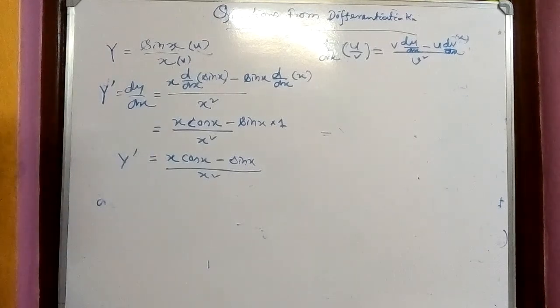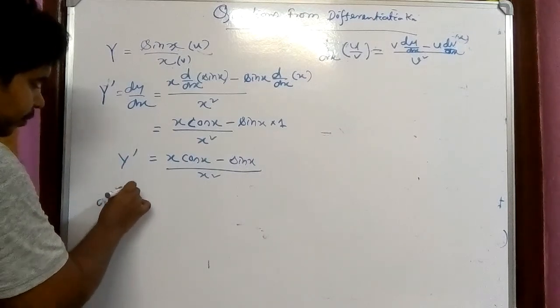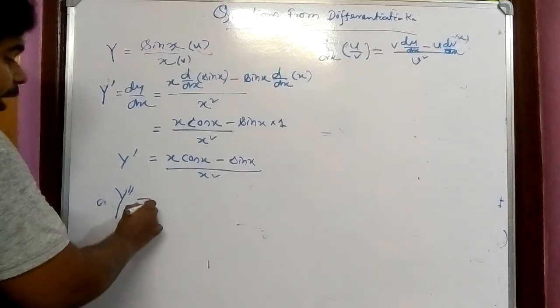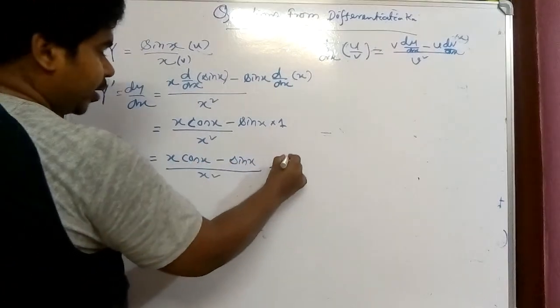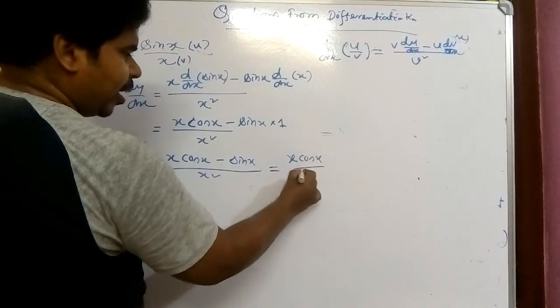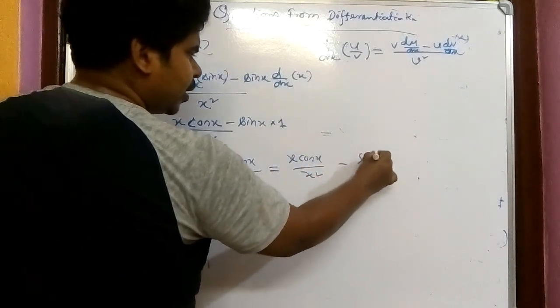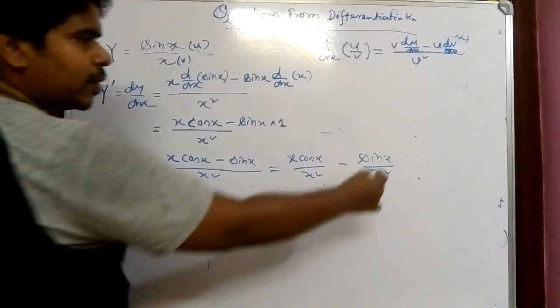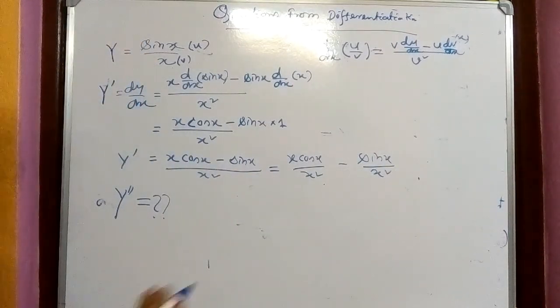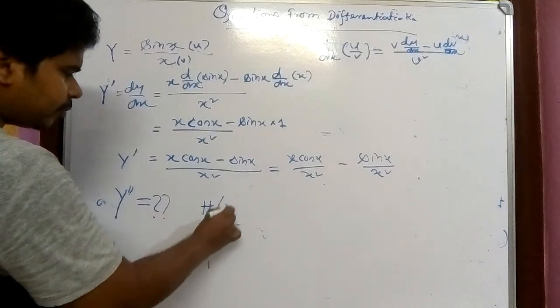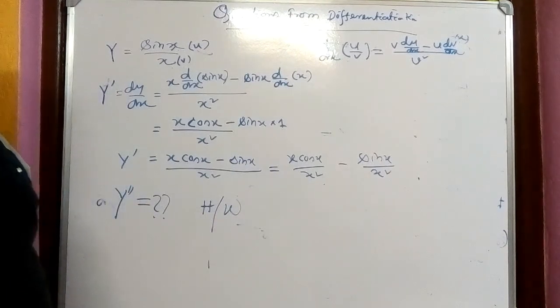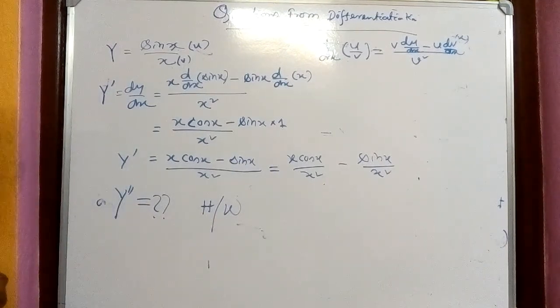That is y dash. Now if it is told you to find y double dot or y double dash, how do you have to do it? To find y double dash, let's split it: x cos x by x square minus sin x by x square. Now this is used as u by v formula, and now do it. That will be your homework, that is y double dash of this one. Okay, let's see whether you are able to do it or not.